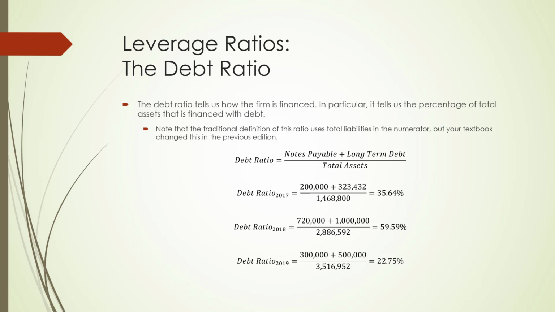And then in 2019, remember, we saw on the balance sheet that they're planning to issue a bunch of stock to pay off a lot of that debt. And so the debt ratio is going to drop quite a bit in 2019.